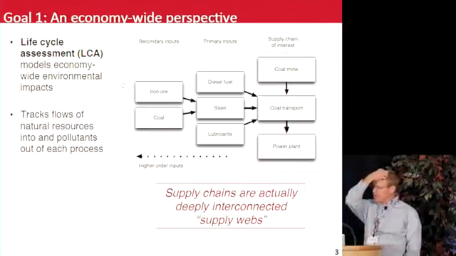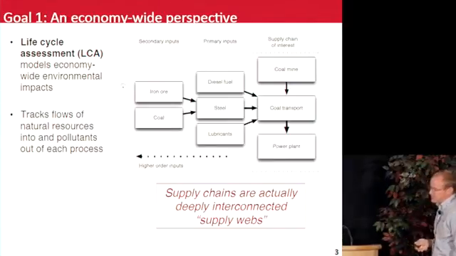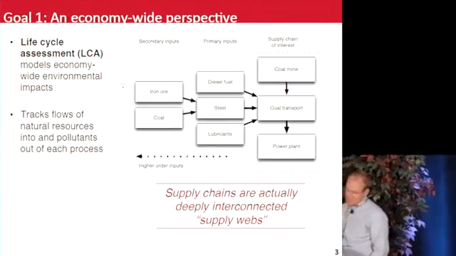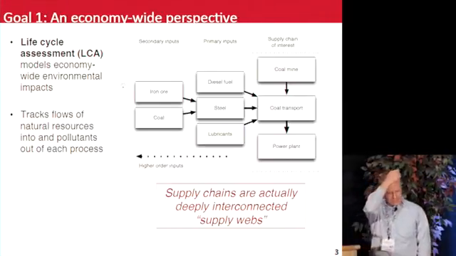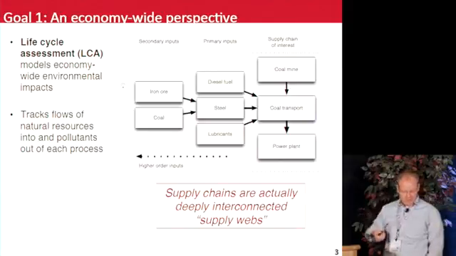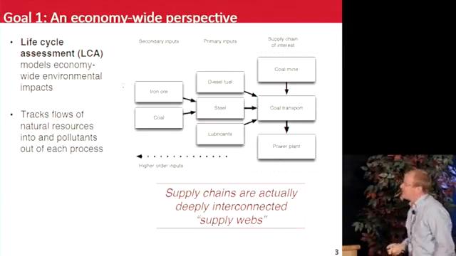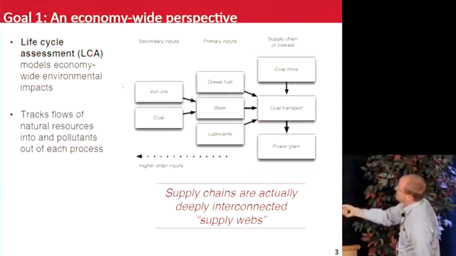So as far as goal one, in terms of achieving an economy-wide perspective, the methodology we're going to use is called life cycle assessment. Life cycle assessment is a technique that's been under development for some decades to model economy-wide environmental impacts from a technology by tracking flows of natural resources and pollutants transferred between the economy and the ecosystem. Here we've got an example supply chain on the left where we have, for example, a coal mine that's sent into a coal transport system, let's say via rail, and then to a power plant.